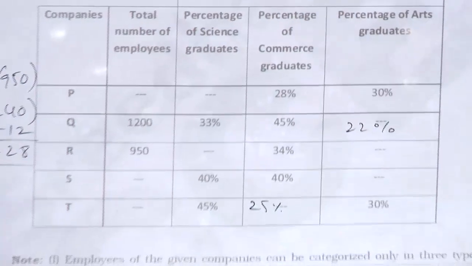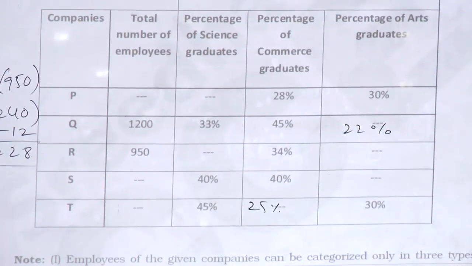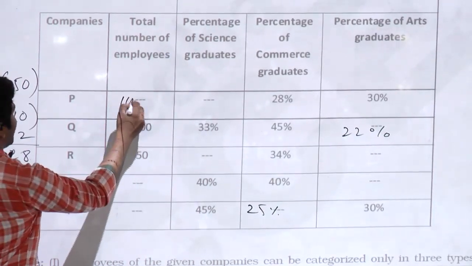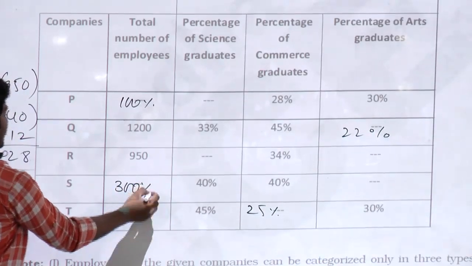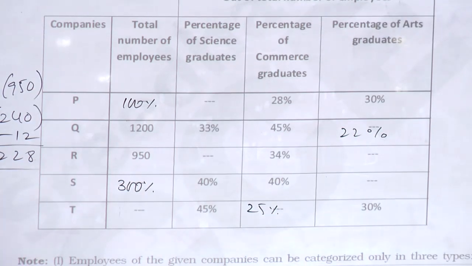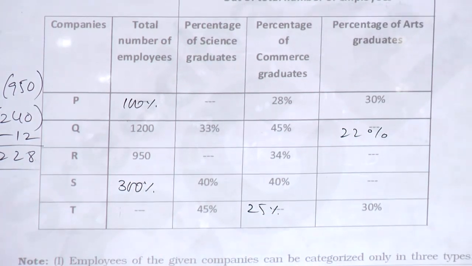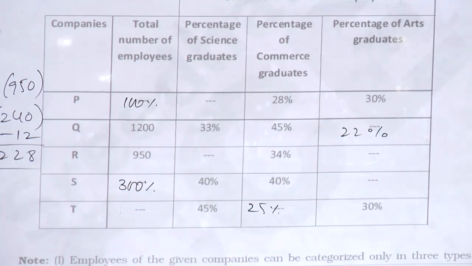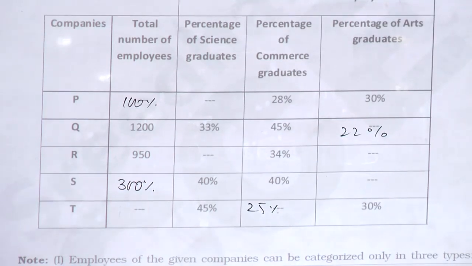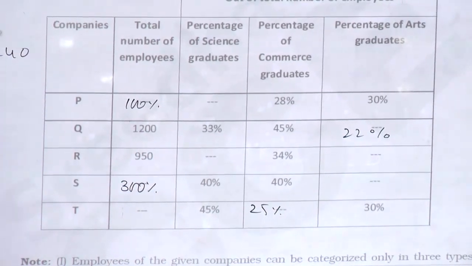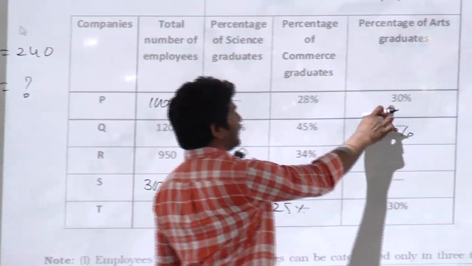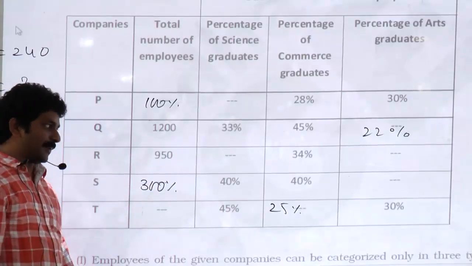Next, 54. Number of employees in company S was 3 times the number of employees in company P. If they are 100%, S will be 300%. The difference between arts graduate employees in company P and company S is 240. You are asked about the total employees in company P, the 100%. Arts employees in P, how much percent is this? 30% of what? 100 will be 30% only.